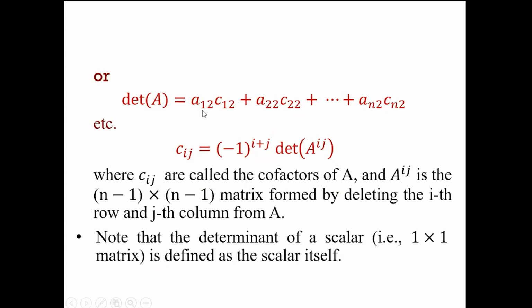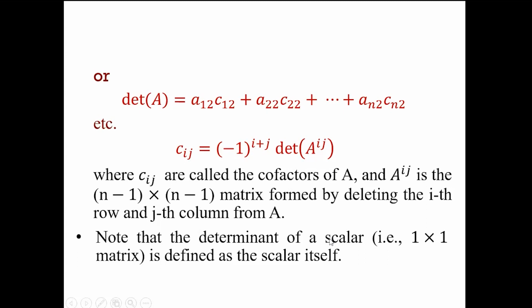This Cij here, we call them the cofactors of A, and this is the way to find them. I believe we all remember this from our basic matrix algebra. Minus 1 raised to power i plus j, times the determinant of Aij. This Aij is actually a submatrix that is produced after deleting a certain row and a certain column like this.